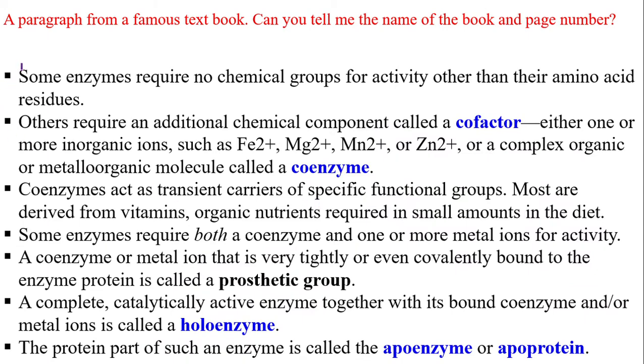This is a paragraph taken from a textbook. Whatever I told you right now is given here. Can you just find out the name of the book and the page number? It's actually famous. I have given you this book. You see, some enzymes require an additional chemical compound called cofactor. Sometimes they are inorganic ions, for example, ferrous ion, magnesium ion, manganese ion, zinc ion, etc. Sometimes they are organic in nature. We call them coenzymes. Okay. So all those things are given here.